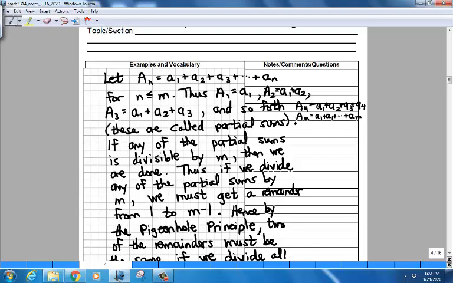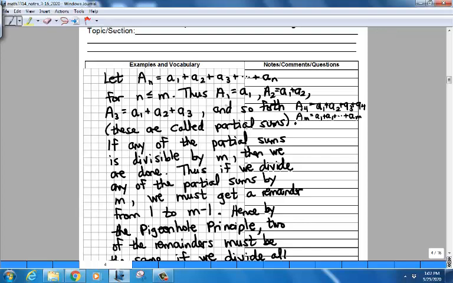Now, once you form all of these partial sums, it's possible that one of those already is divisible by m. If that's the case, then you're in great shape. That means you found the subsequence so that when you add them all together, you get a number divisible by m. So that would be a happy situation.